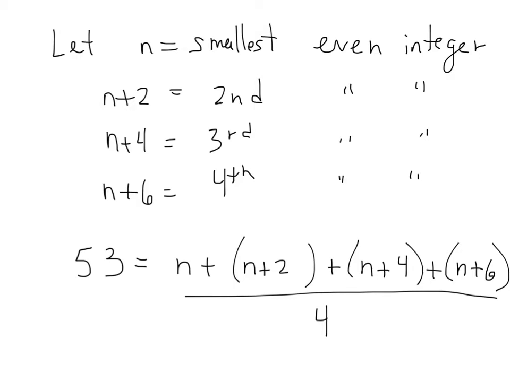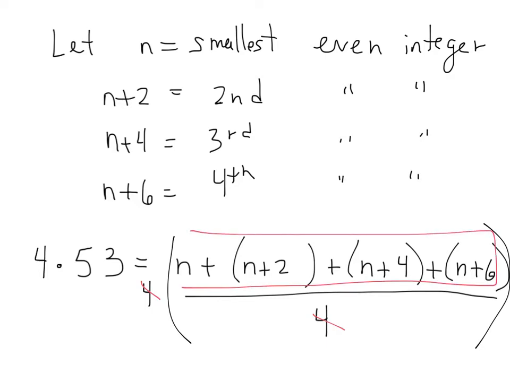Multiply both sides by 4, right? We know algebraically that's division. Opposite of division is multiplication. So let's multiply both sides by 4. Okay? This 4 cancels with this 4. That's why we're doing it. So we're left with just this expression right here equals whatever 53 times 4 is, which is 212.